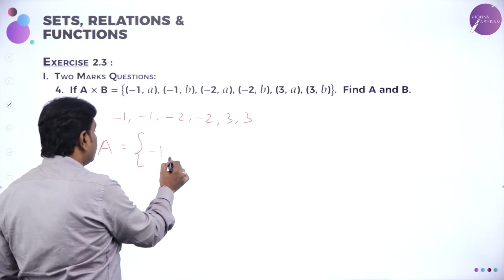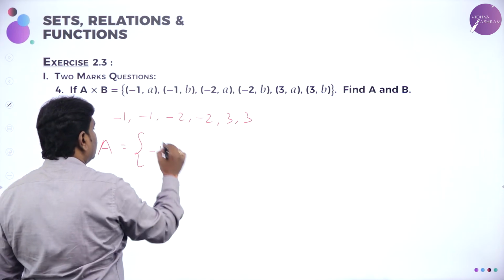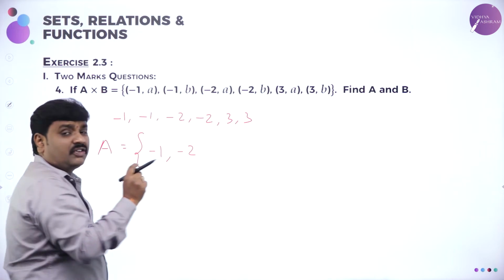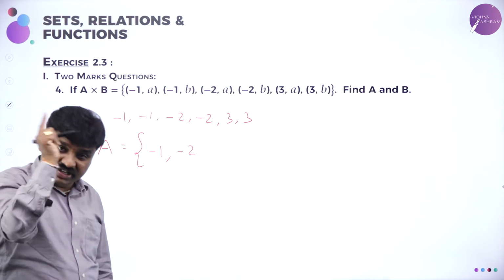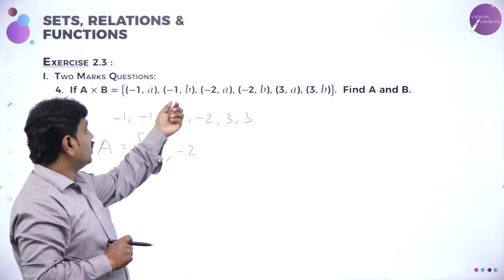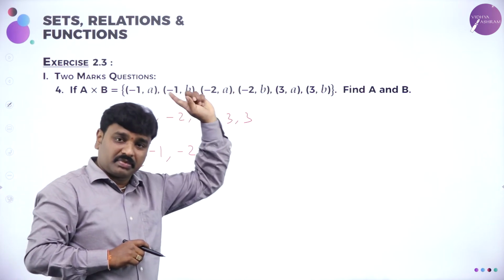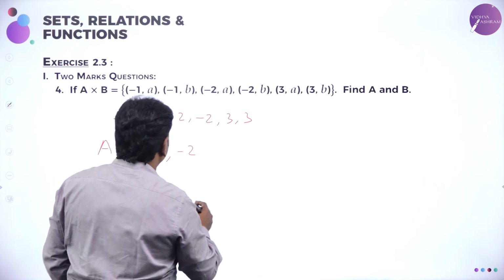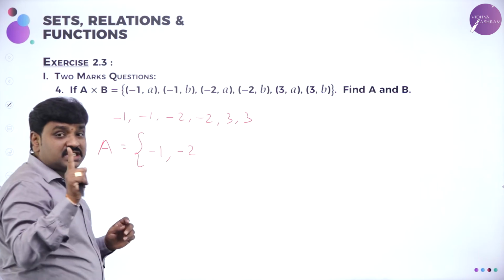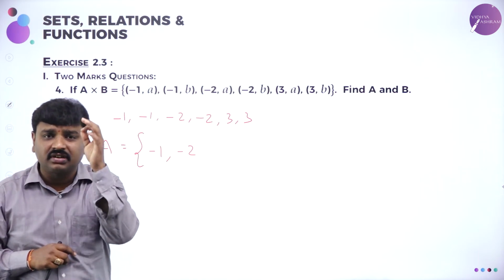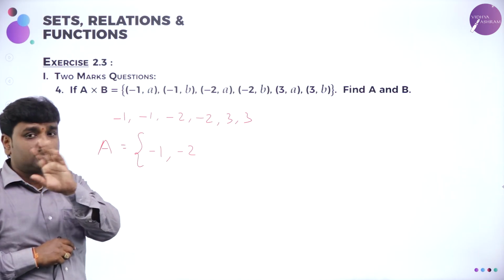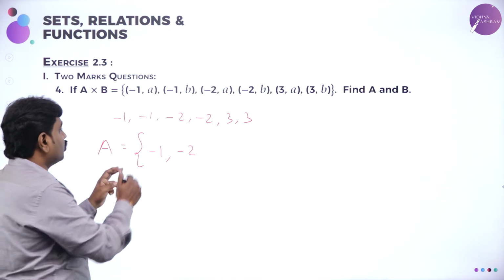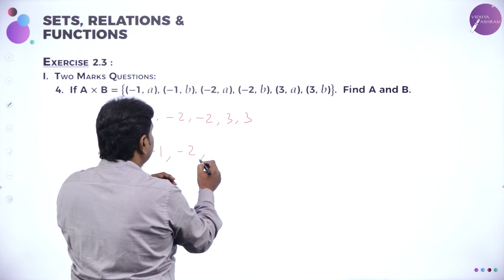See, in a set you should not repeat elements. The set of all the first elements belongs to the first set, and the set of all the second elements in the ordered pairs belongs to the second set. So -1, -1, -2, -2 and 3 are there, but I cannot repeat in any set. What is the definition of a set? A set is a collection of well defined distinct objects. An element should not repeat. So -1 you write once, -2, then 3. This is set A.